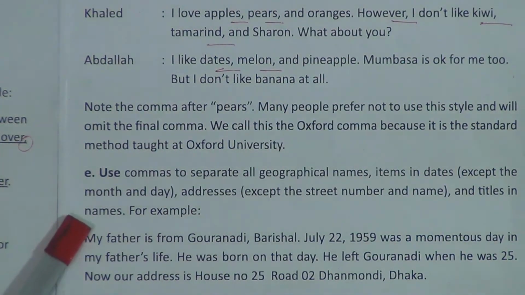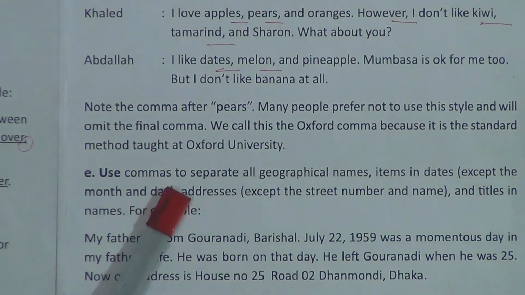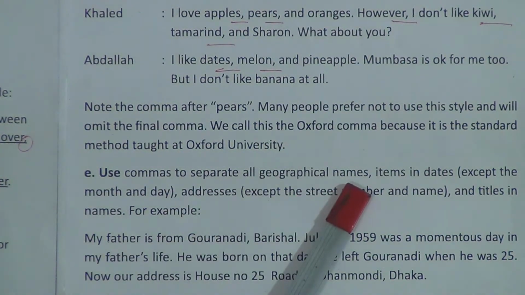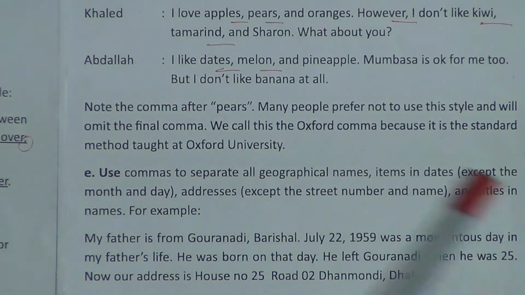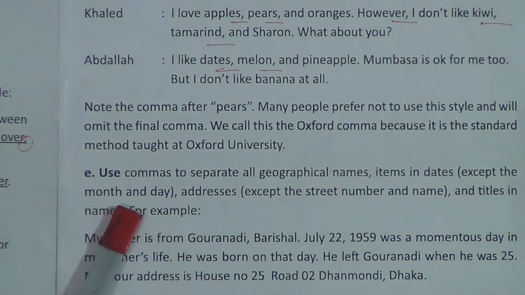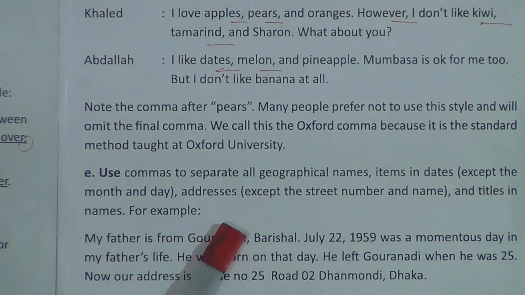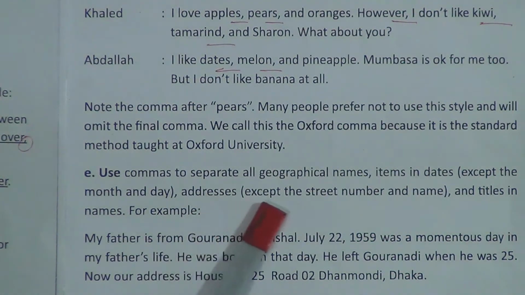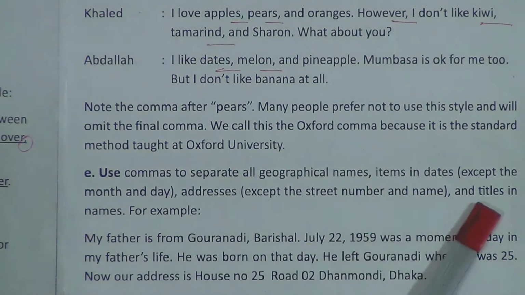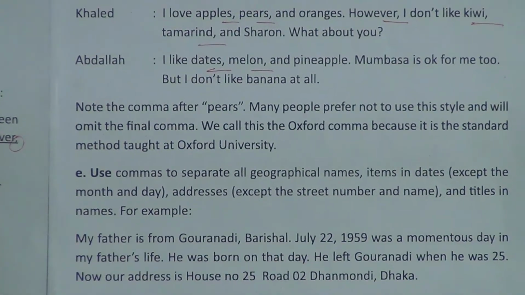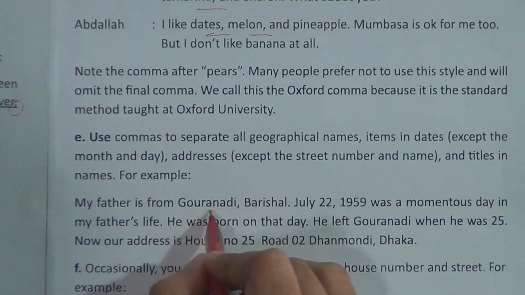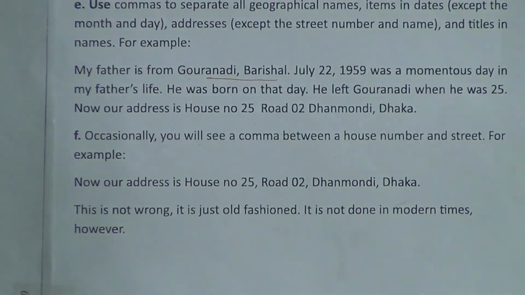And then we will go to number E. Use commas to separate all geographical names, items in dates except the month and day, address except the street number and name, and titles in names. Now look, there's the example. My father is from Gauranodi, Borishal. Now look, we separate Gauranodi and Borishal by putting a comma.